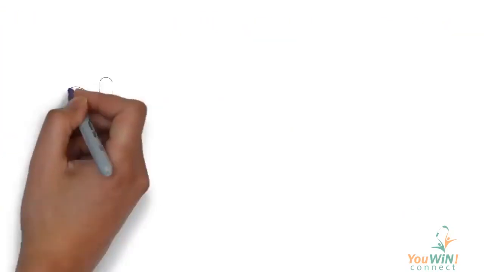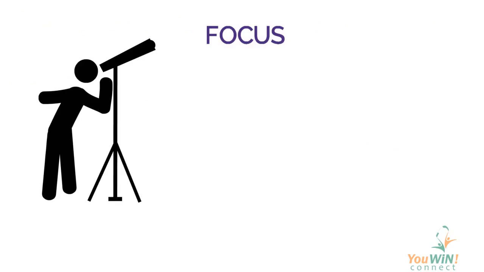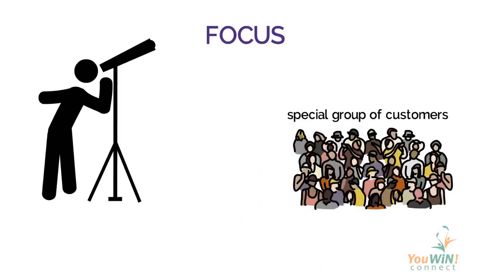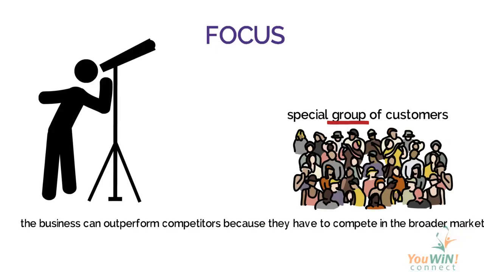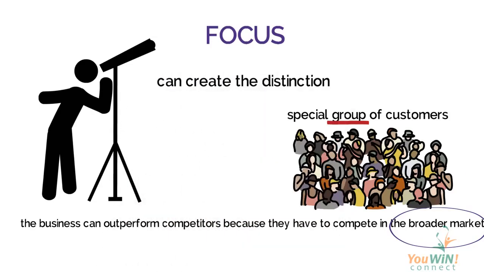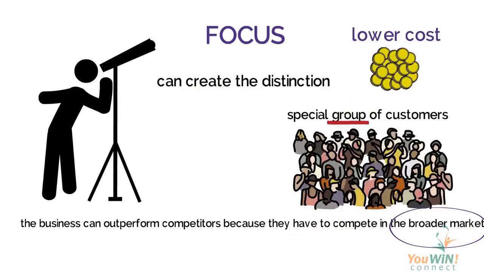Now, let's look at the final one, which is really the focus. The focus strategy is implementable when the firm needs or has decided to focus on a special group of customers. All the business's strategy should focus on providing the best service to this group, which is a niche really. When serving a small group of customers, the firm can outperform competitors because they don't have to compete in the broader market. And the broader market is basically that general market, which they have then cut out the people that they want to serve. The firm therefore can create the distinction to serve its customer better or produce at a lower cost, regardless of whichever aspect of the market that the firm or the business has decided to serve.